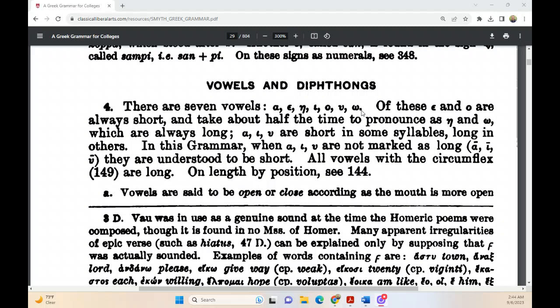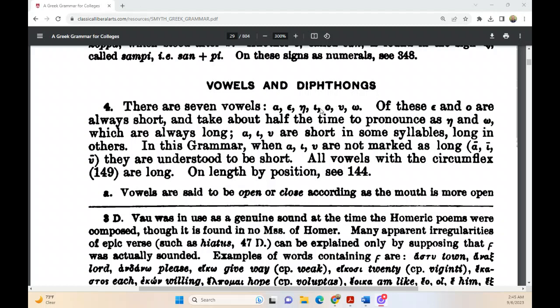Now what we learn about these is that some of them are always short vowels, some of them are always long vowels, and some of them can be short in some words and long in other words. We have this described here for us in Article 4. So there are 7 vowels. Of these, epsilon and omicron are always short. So epsilon, the second vowel, and omicron, the 5th vowel, those 2 vowels, epsilon and omicron, are always short.